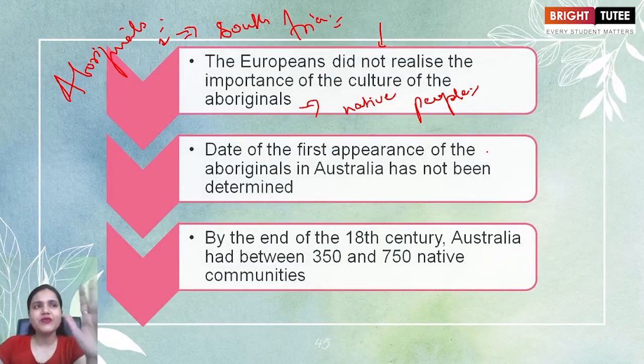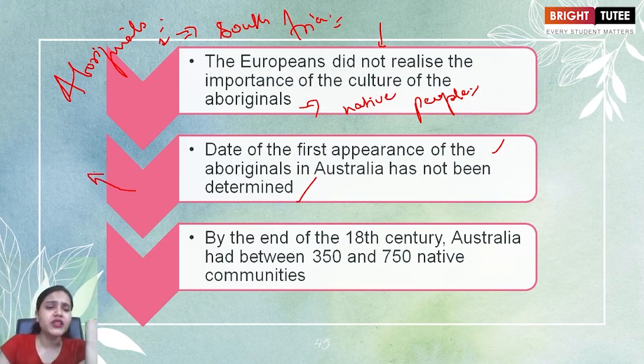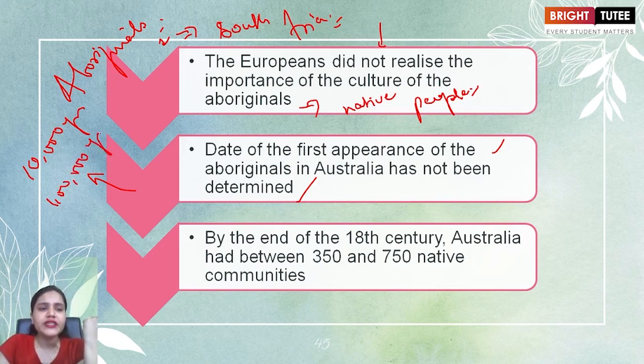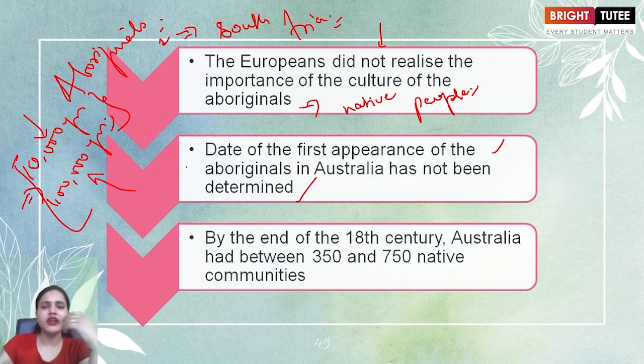Now here we see that as we compare it with the natives of North America, the Europeans and the historians have a certain idea of the origin of these people, of when they might have migrated or come to this region. But as compared to the history of North America, the date of the first appearance of the Aboriginals in Australia has not been determined. According to historians, it varies between 10,000 years ago and 1 lakh years ago. So they might have come to this region during this span, 10,000 or 1 lakh years ago, and settled in this region.